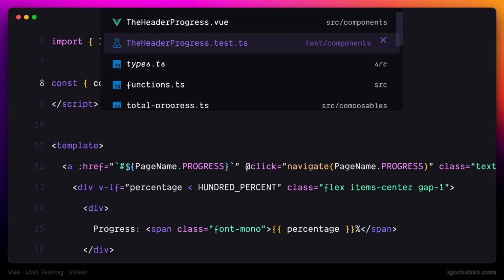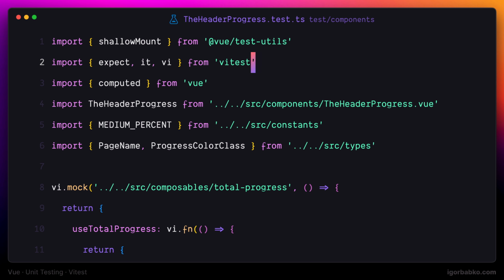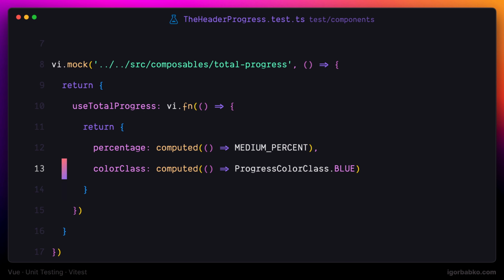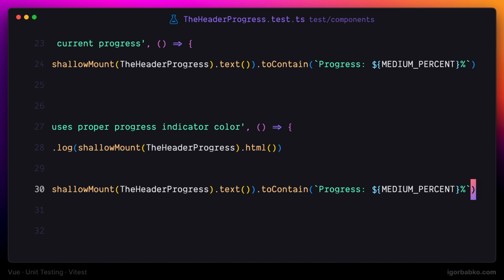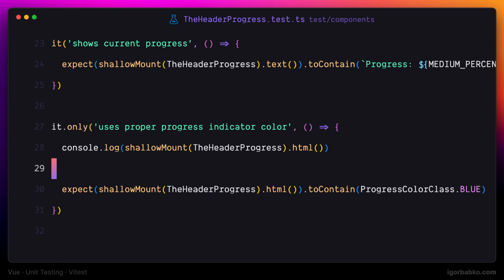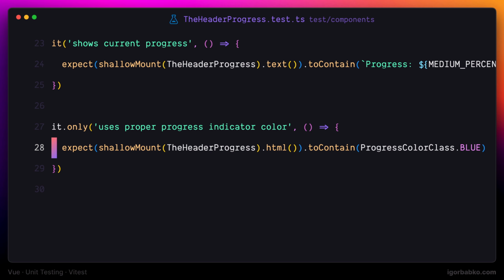We have already mocked the return value of this function in the previous lesson, and right here, for the color class, we were using the class which corresponds to the blue color. So I'm going to check in our test that the rendered markup of the component is going to contain the following class which corresponds to the blue color, like so. And now let's remove this print statement and check test execution in the terminal.